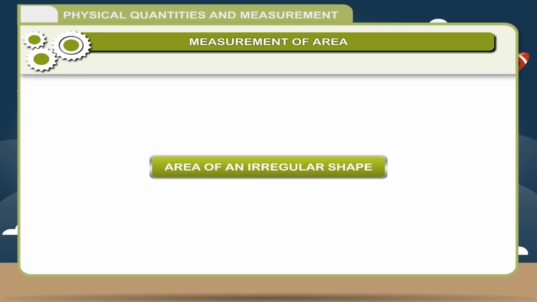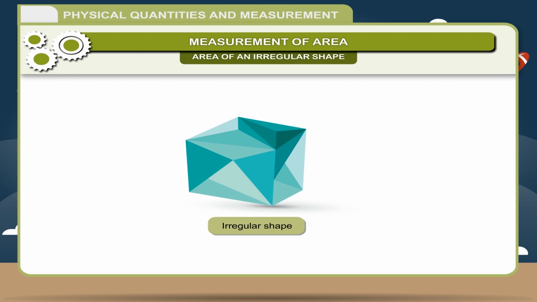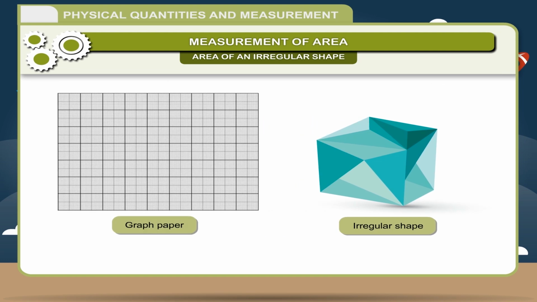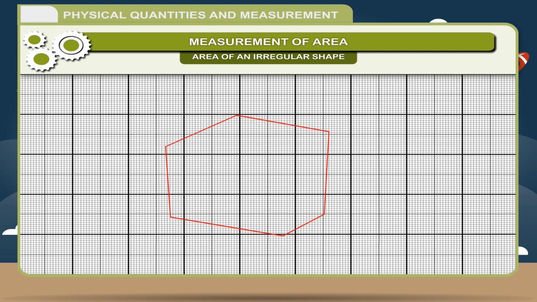Area of an irregular shape. The area of an irregular shape cannot be determined easily just by using the formula for area of regular shaped objects. The areas of such shapes can be found by using graph paper. We put the object of irregular surface on the graph paper and mark its outline with the help of a sharp pencil. Then we count the number of complete and incomplete squares.